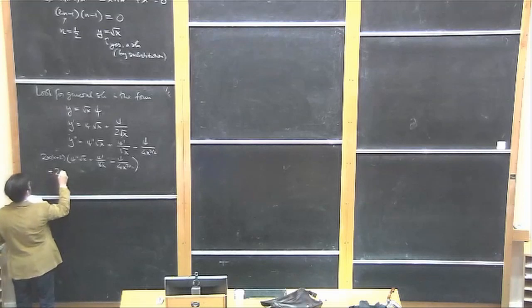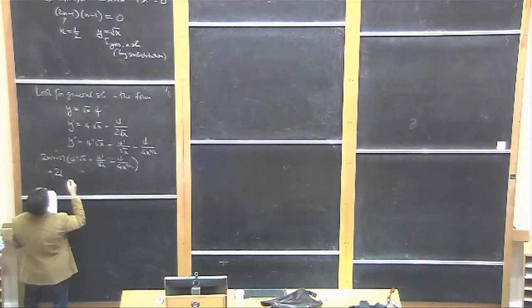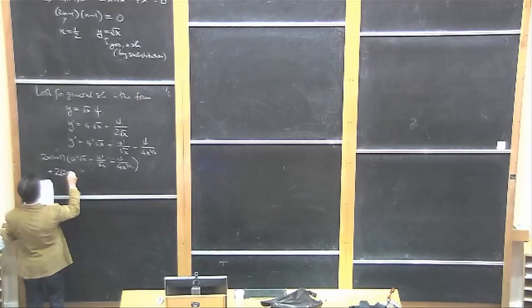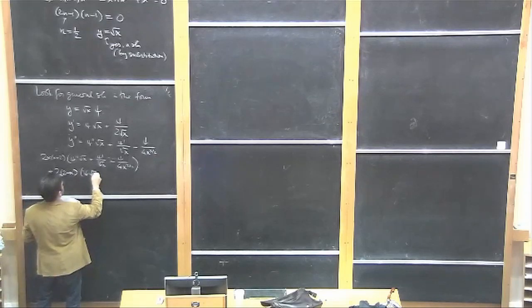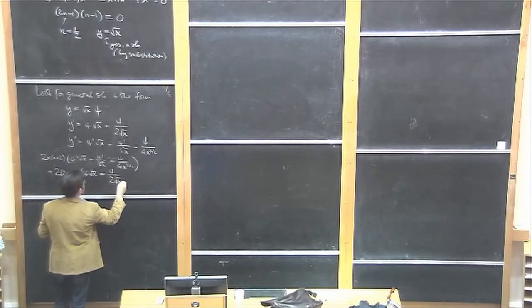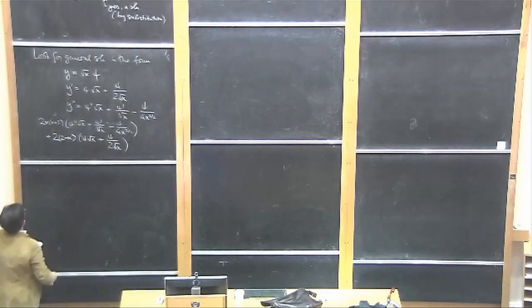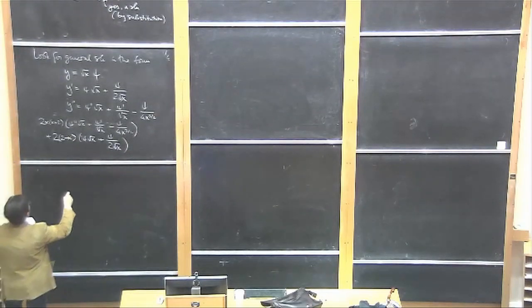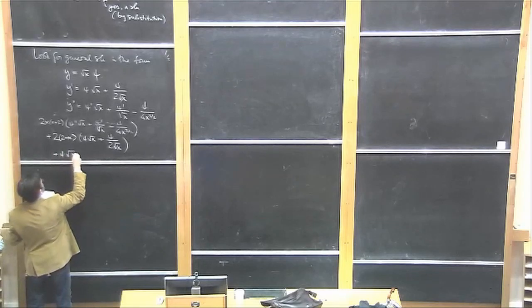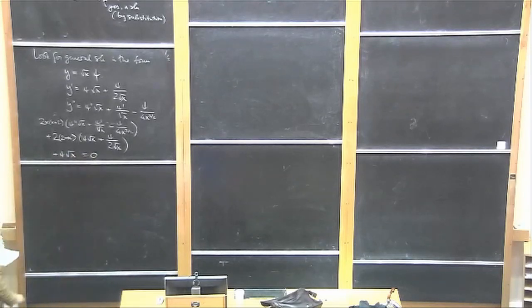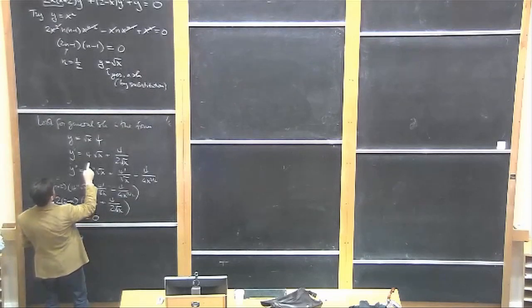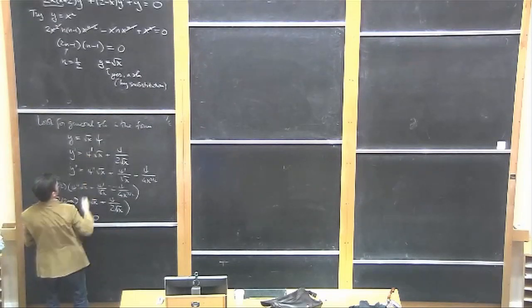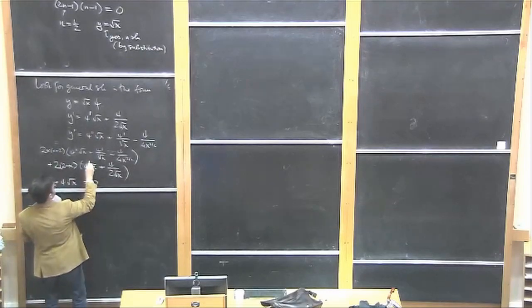plus 2 times 2 minus x times that, which is psi prime square root of x plus psi over 2 square root of x. And the last term is y, which is plus psi square root of x, and all of this has to be equal to 0. Let's see, what have I done? This should be a prime. And this should be a prime.